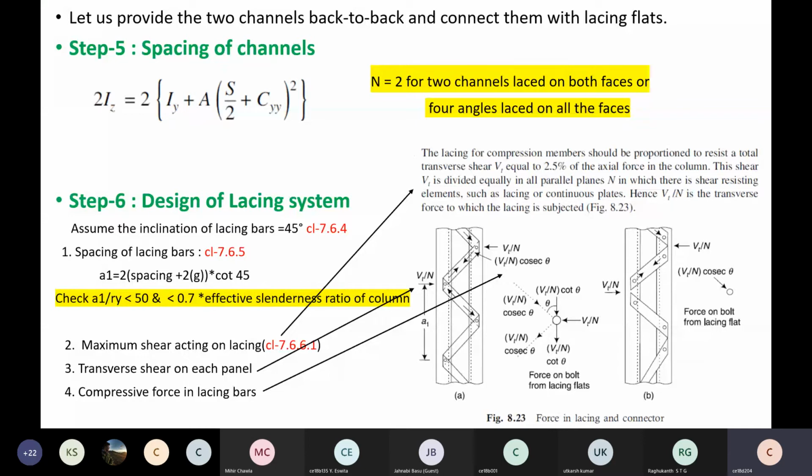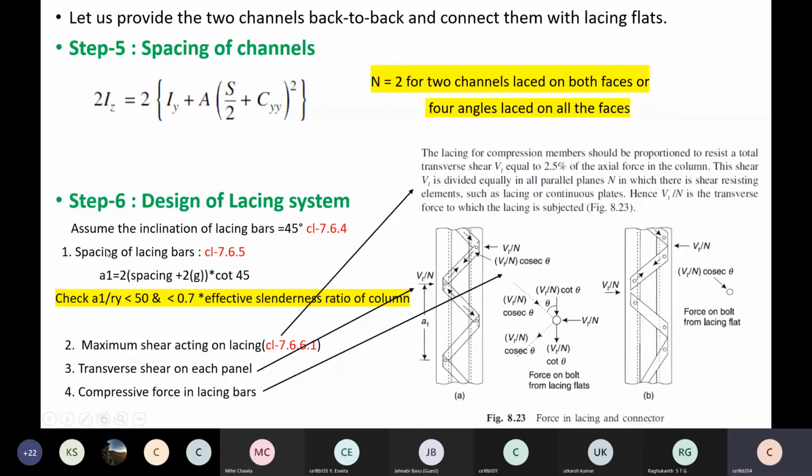You have to calculate a bit faster. 183. Yes, so spacing will be 183.5 mm. So once we get the spacing of channels, we'll go for the design of the lacing system. From clause 7.6.4, the lacing bars should be provided at an angle between 40 to 70 degrees. So in this question, we'll assume it as 45 degrees.